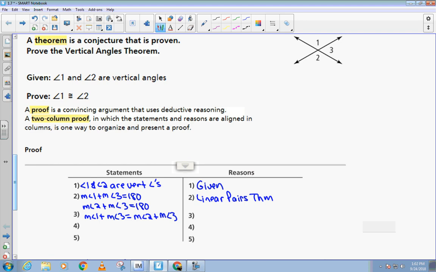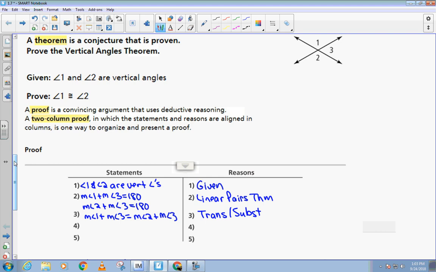Transitive substitution. I would do either one. Either one. You don't have to put both. Either one I would say. Okay, now remember, we're trying to get 1 and 2 to be congruent.